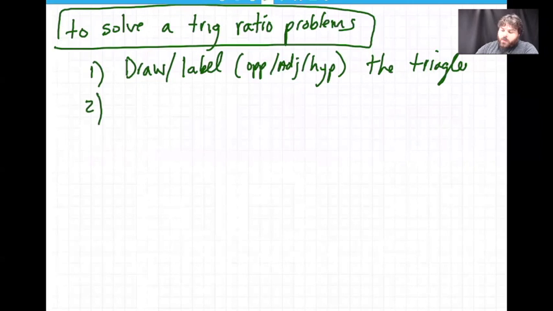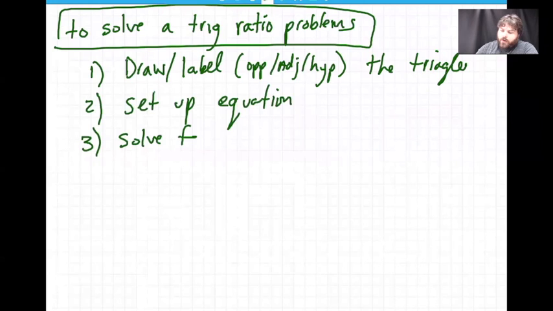All right, second thing you want to do is set up the equation using one of your trig equations, your sine or your cosine or your tangent formulas that we just looked at, okay? Third thing you want to do is solve for the unknown value. There'll always be one thing you don't know, okay? So solve for either the angle or one of the side lengths. Whatever thing you're looking for, you're just going to solve for the unknown value.